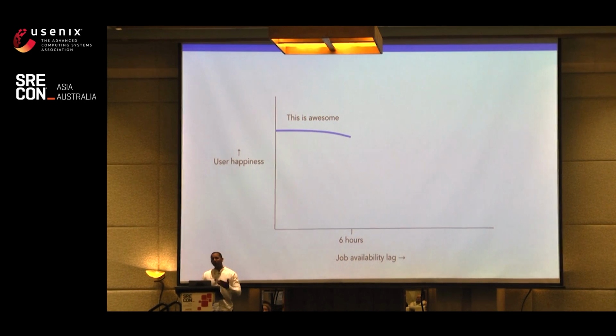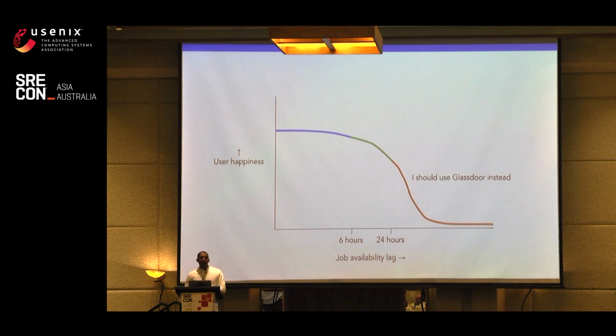If we're showing jobs within 6 hours, this is awesome, because job seekers are not coming to Indeed every 15 minutes. Job seekers are coming once, maybe twice a day, often several times a week. So they're not going to notice anything that happens faster than 6 hours. Between 6 hours and 24 hours, it's still pretty good. And I mean, this website is free, right? We don't charge job seekers for this. Once it gets beyond 24 hours, they start to think heretical thoughts, like, I should use Glassdoor instead.